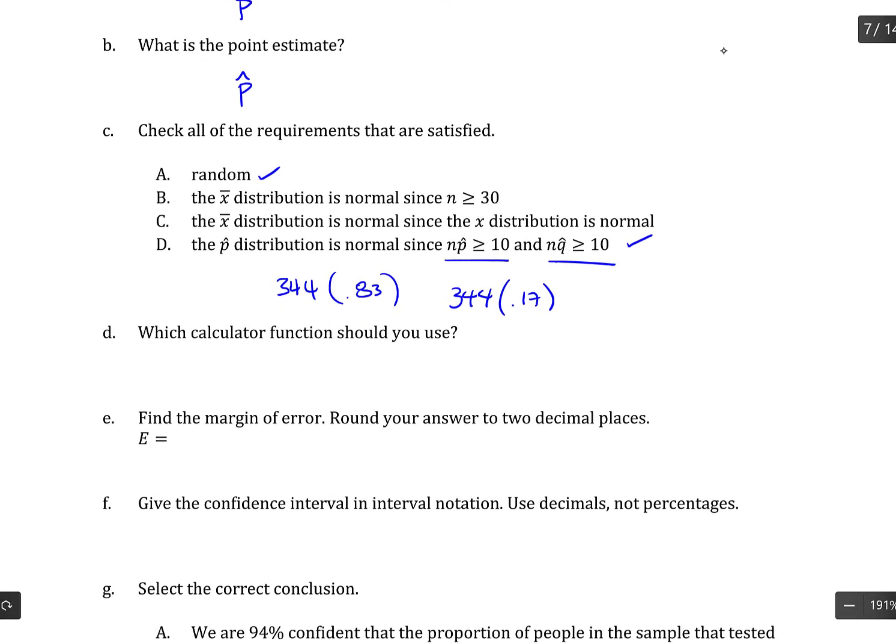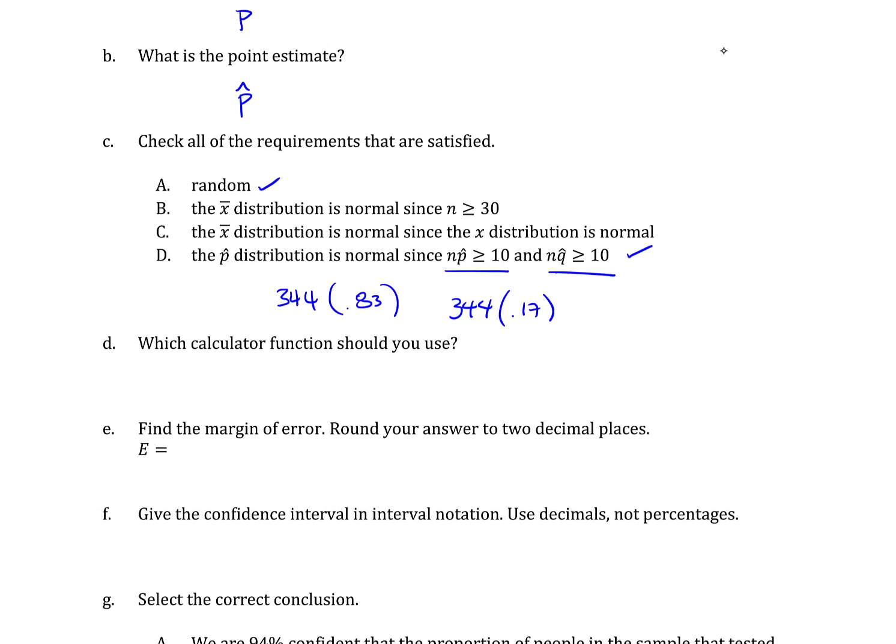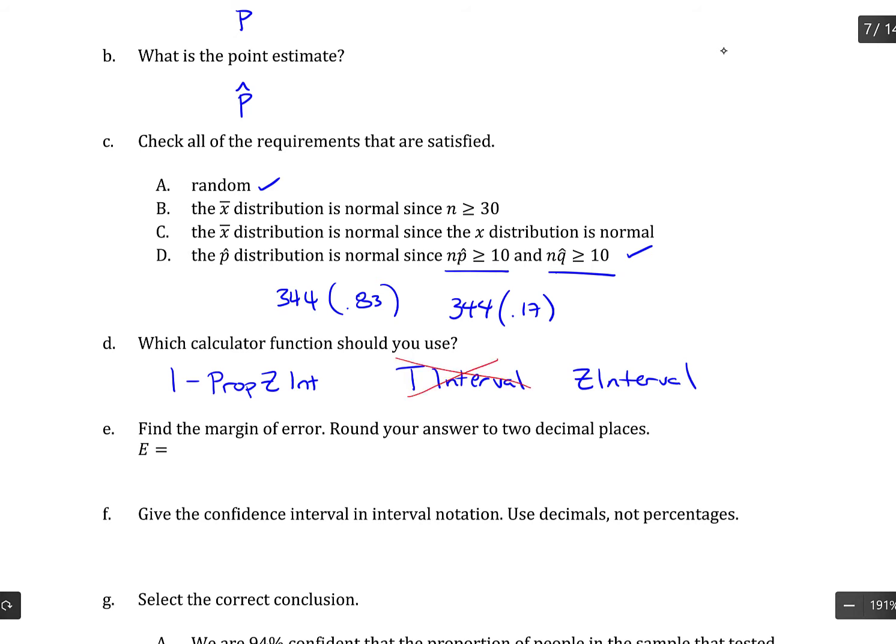Which calculator function should you use? If we're doing a confidence interval, then we would either have one prop z interval, or there's another one which is t interval, and finally a third one which is z interval. But t interval and z interval both are related to the mean of a distribution, so that's not applying here. So one prop z int is what we would use in this case.